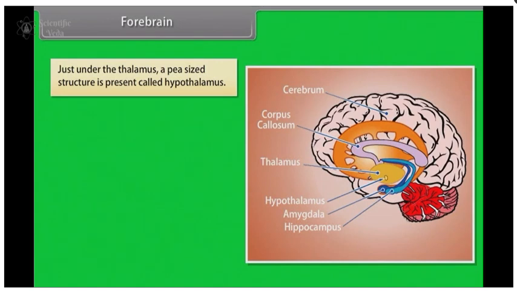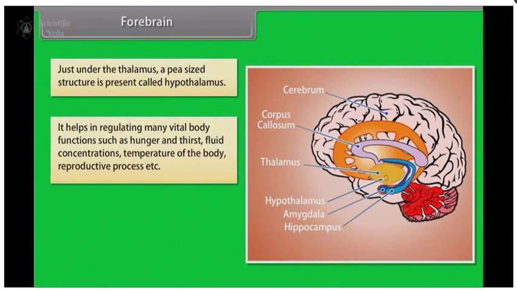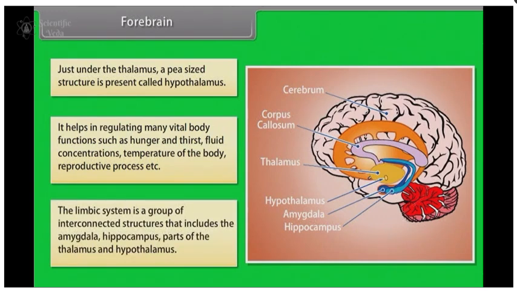Just under the thalamus, a pea-sized structure is present called the hypothalamus. It helps in regulating many vital body functions such as hunger and thirst, fluid concentrations, temperature of the body, reproductive process, etc. The limbic system is a group of interconnected structures that includes the amygdala, hippocampus, parts of the thalamus, and hypothalamus.